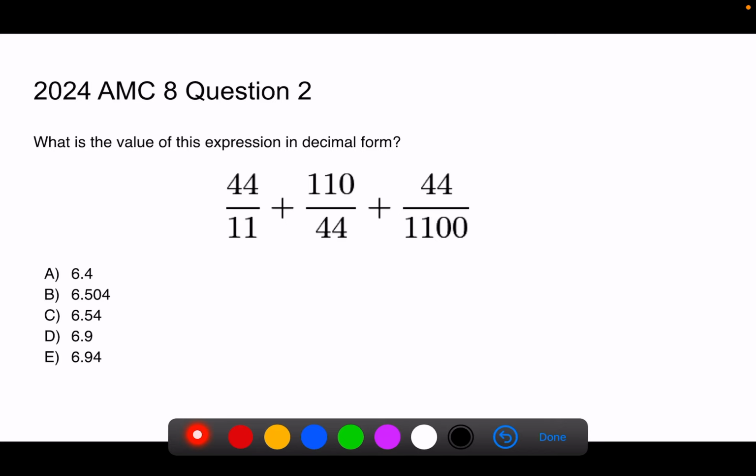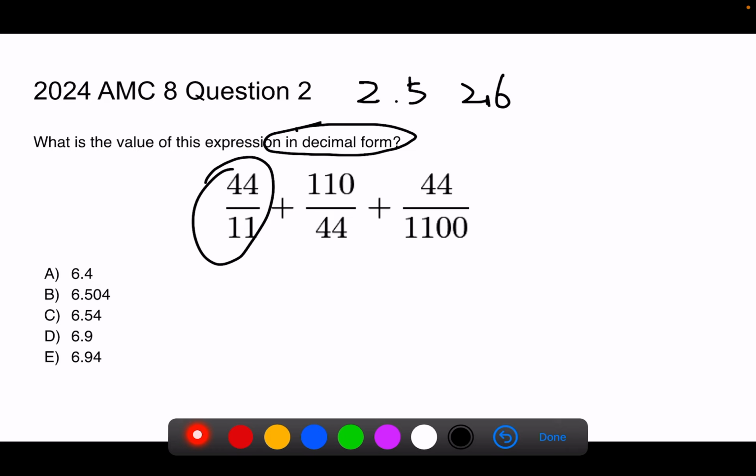Let's take a look at the second question of 2024 AMC 8. What is the value of this expression in decimal form? Decimal form means a number expressed with the integer part and any decimal part, like 2.5, 2.6. While here, what we have is a fraction form.